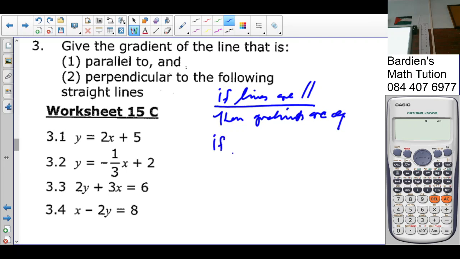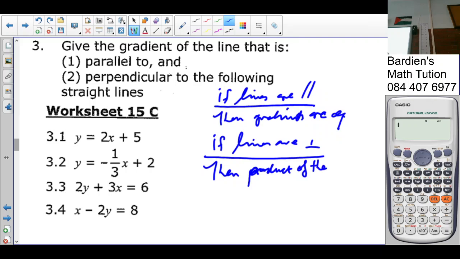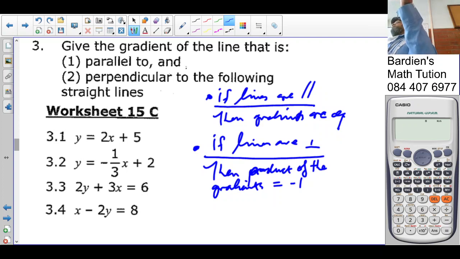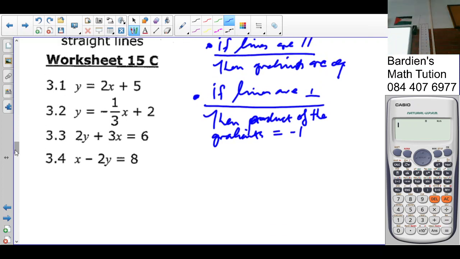So, if lines are perpendicular, then what? Then we can conclude the product of the two gradients equals negative 1. So first, if lines are parallel, gradients are equal. If lines are perpendicular, then if I take the gradient of the one line and multiply it by the gradient of the other line, it's going to give me an answer of negative 1. Okay? I think we did that when we did the section on graphs.